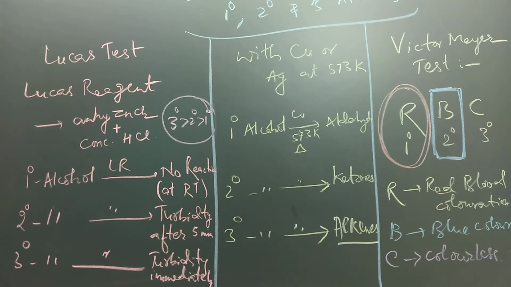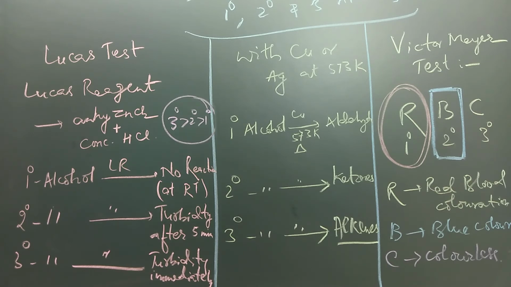Next is with copper or silver at 573 Kelvin. 1 degree alcohols react with copper at 573 Kelvin to give aldehyde. 2 degree gives ketones and 3 degree gives alkenes. Last is the Victor Meyer method.